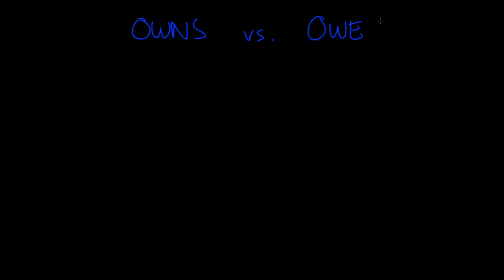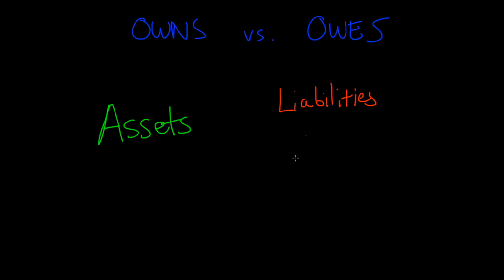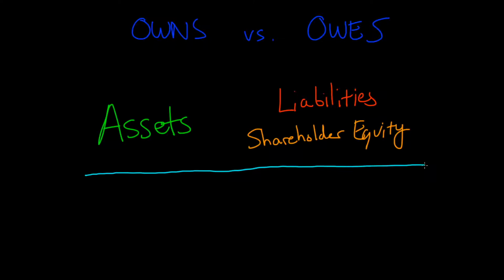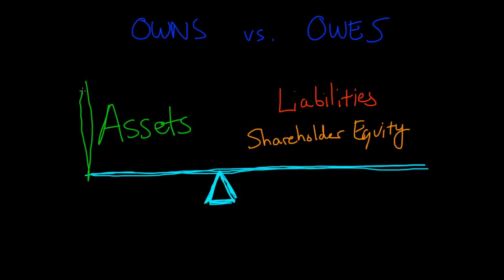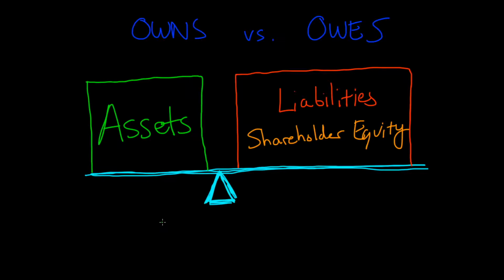What a company owns, we call its assets, and what a company owes is divided between liabilities and shareholder equity. A balance sheet gets its name because these quantities must balance. Mathematically, the relationship is assets equals liabilities plus equity.